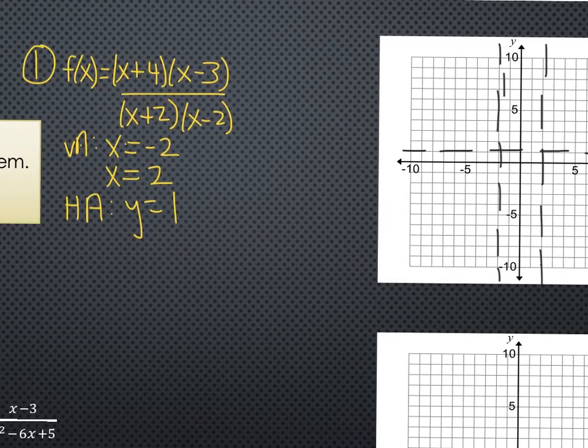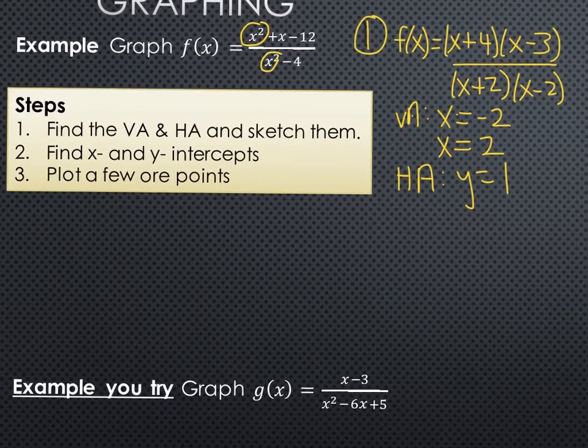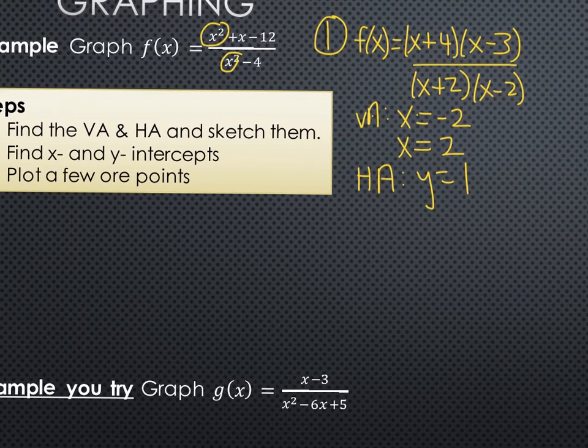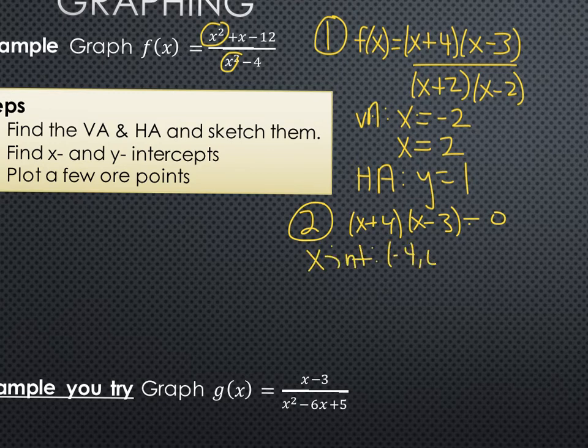The next thing that we are going to do, according to our steps, is find the x and y intercepts. So remember, for x-intercept, we replace the y with a 0 and solve for x. When we do so, you're really only going to set the numerator equal to 0. So our factored numerator, x plus 4, x minus 3 equals 0, we will have x-intercepts at negative 4, 0 and 3, 0.